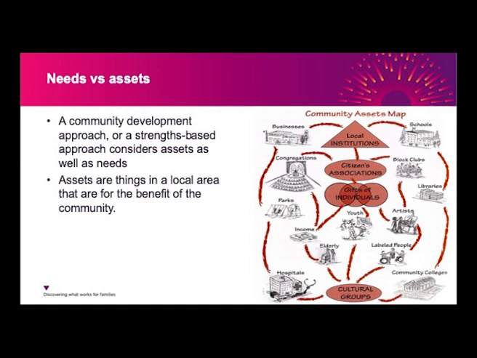And assets are really things in a local area that are for the benefit of the community. It can be tangible things like your infrastructure, your spaces, your services, and it can be less tangible things, you know, your resources such as your community networks and relationships and your individual and group skills. And the asset map you can see there on the right-hand side of the screen is quite a common way of identifying and mapping those assets.